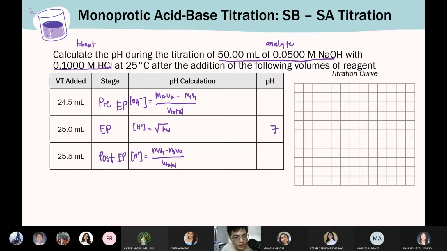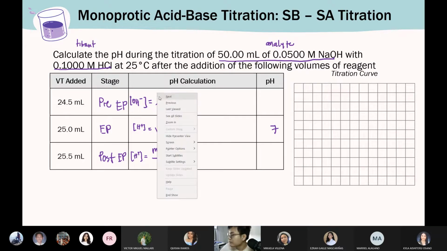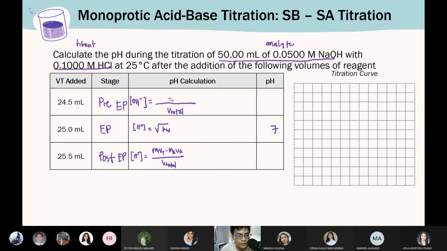Given that, just plug in. So, plug in the numbers. MAVA, MTVT. The MAVA is given, always the same: 0.05 molar times 50 ml. MTVT: 0.1 molar times 24.5 ml, and then divided by the total volume. The total volume is 50 ml of the analyte plus 24.5 ml of the titrant. That will give you the OH.